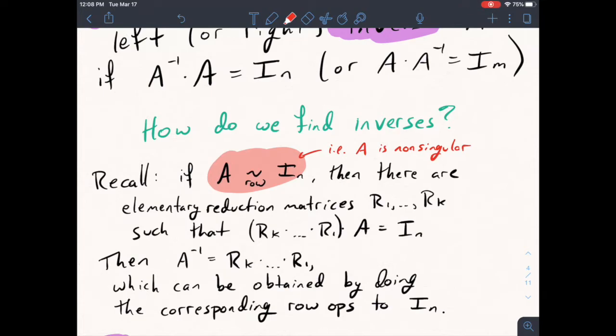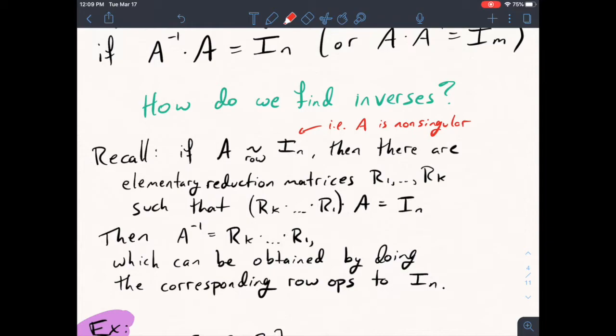These row reductions, these row operations, correspond to elementary matrices, which we'll call R1 through Rk, such that if I take the product of A and R1 through Rk, multiplying on the left, this should give me the n by n identity matrix. So anyway, this over here represents you do A and then you do row operation 1, row operation 2, up to row operation k. And eventually that should give us our identity matrix.